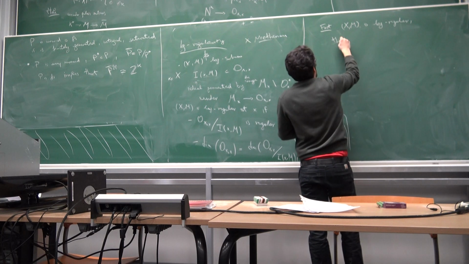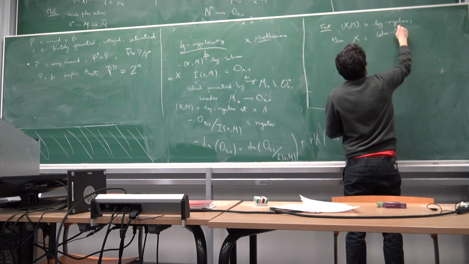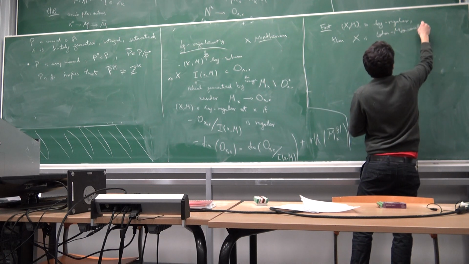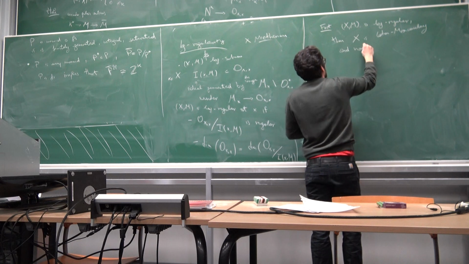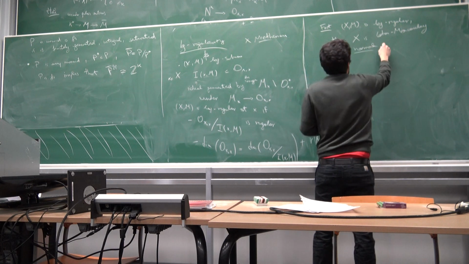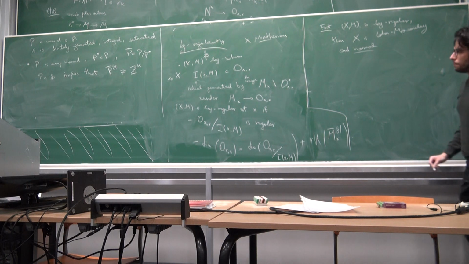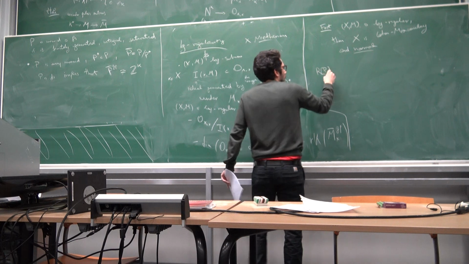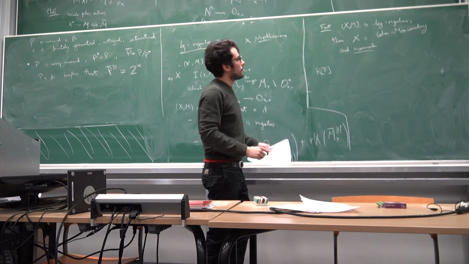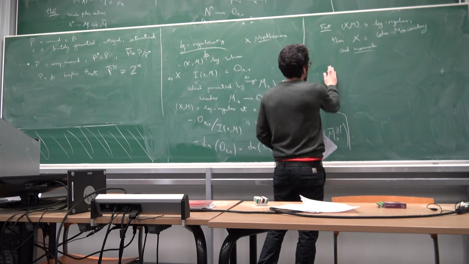Then the underlying scheme X is Cohen-Macaulay and normal. So the proof of the first property is reduced to checking that these things are Cohen-Macaulay, where P is an FS monoid and R is a nice ring. So I won't say anything about that.